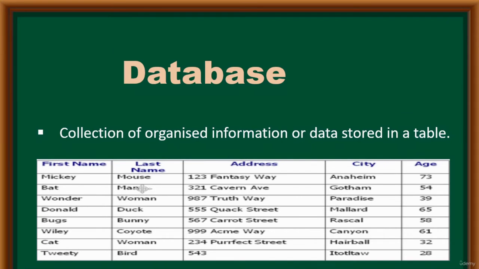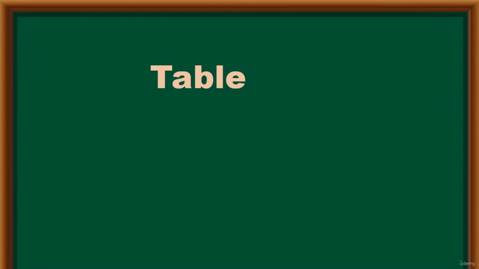So this is basically a table, and a table consists of columns. The columns are the ones across in blue, and it also consists of rows. These rows are known as records. So each record is unique in a table. So we now know that a database stores information in a table.